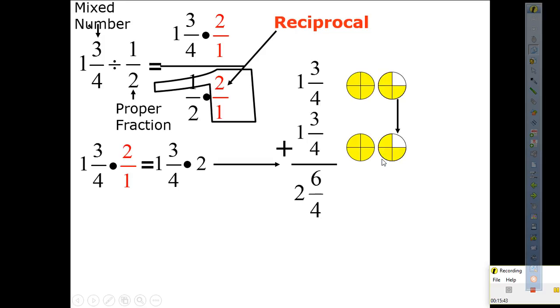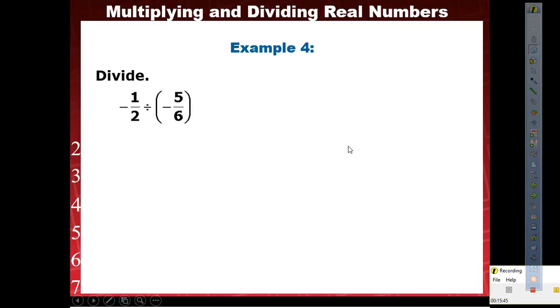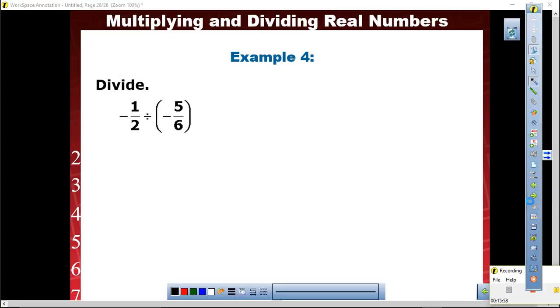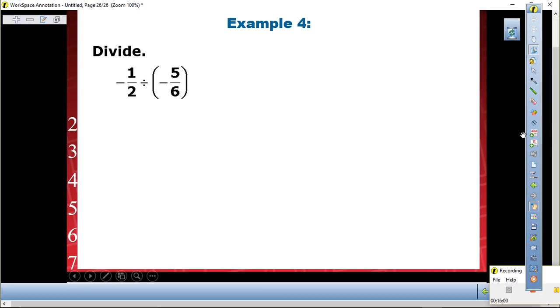But I want to get to one of these examples. Copy this one, please. Example number 4. Divide -1/2 divided by -5/6. First of all, we begin with the signs. Are they the same sign? Yes. So the answer will be a positive.